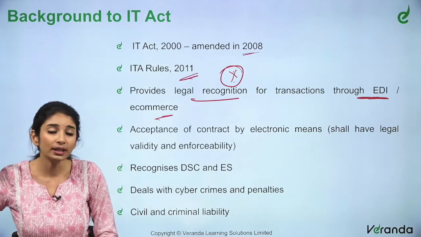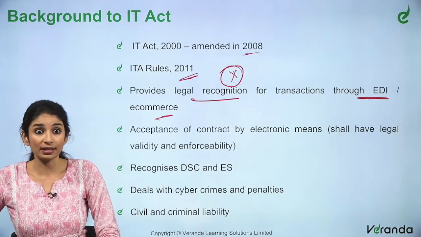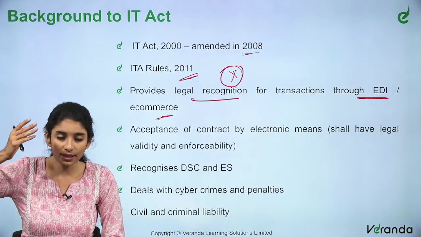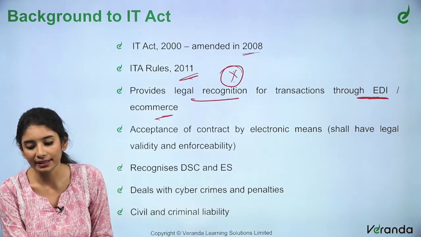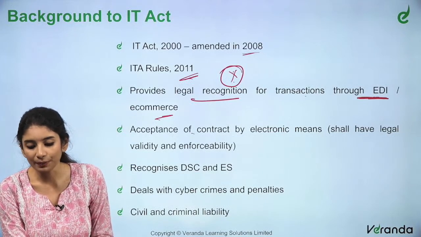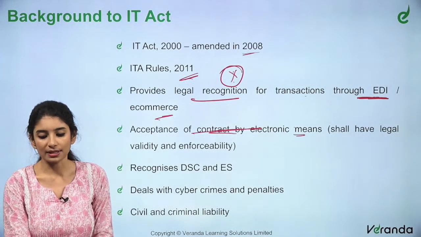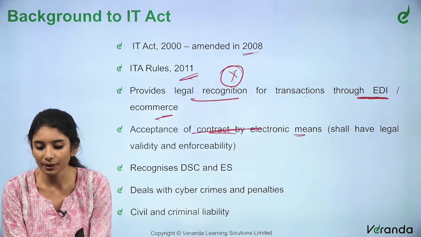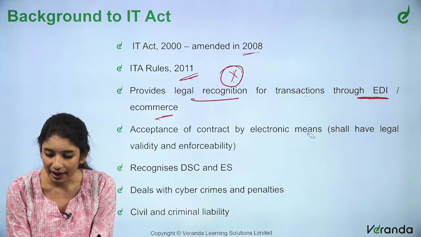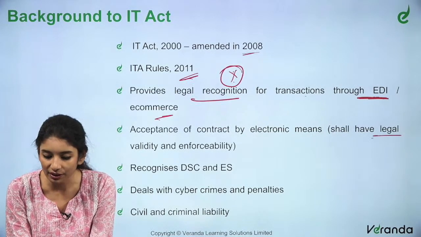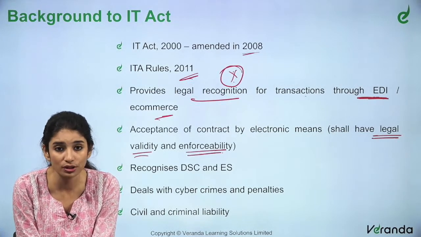Okay, so only in 2000, the government opened its eyes and thought that it is very important with the boom of internet that we have some laws in place. Provides legal recognition for transactions. Recognizes acceptance of contract by electronic means, which means that every transaction or contract shall have legal validity and enforceability.